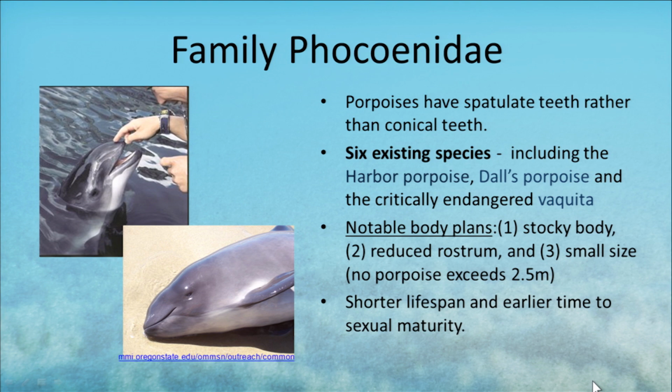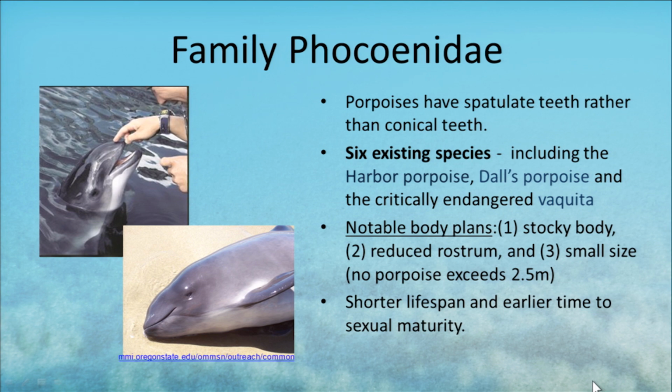Of the 6 existing species, 3 of them live in the northern hemisphere, including the harbor porpoise, Dall's porpoise, and the very critically endangered vaquita. When you take a look at the body plan of a porpoise, there are some noticeable differences from the Delphinidae, including the fact that they have a rather stocky body, so they tend to look a little bit squatter. They also have a reduced rostrum, which is clearly visible in these pictures. You notice there's no pronounced beak there. And finally, they're quite small.